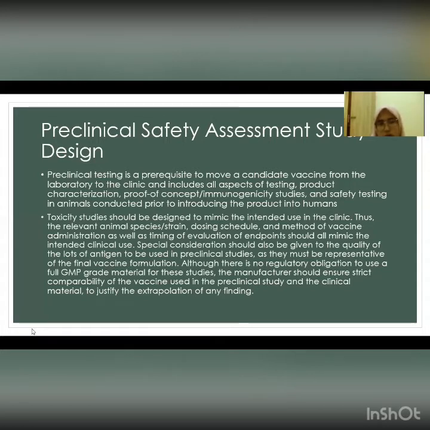Thus, the relevant animal species or strain, dosing schedule, and method of vaccine administration, as well as timing of evaluation of endpoint, should all mimic the intended clinical use. Special consideration should also be given to the quality of the lots of antigen to be used in preclinical study, as they must be representative of the final vaccine formulation.